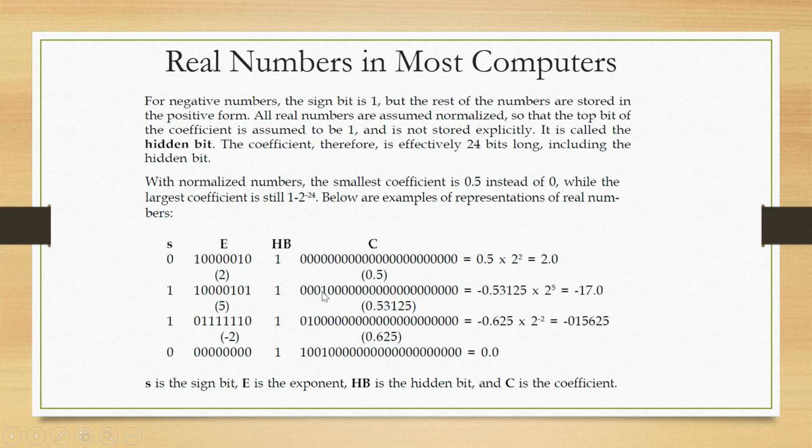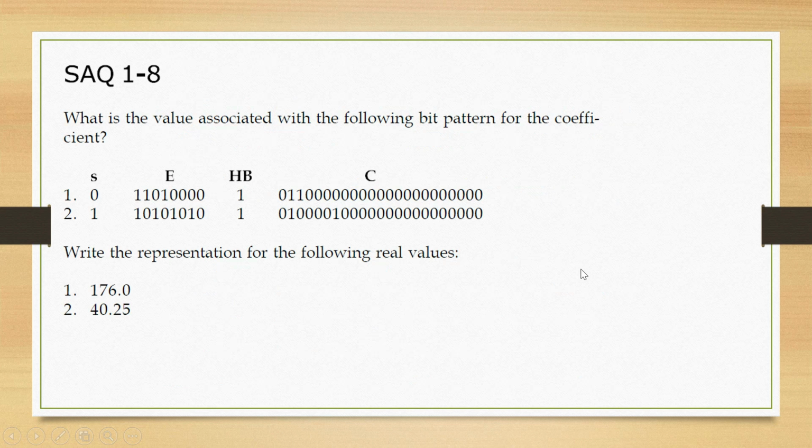So that means this is 0.5 plus 2 to the negative 5, so 1 divided by 2 to the 5, you get 0.03125. So that's why you have a negative coefficient here. The rest will follow. So here is another example, questions for you to answer. Try to follow the different slides that I have discussed so you can answer.